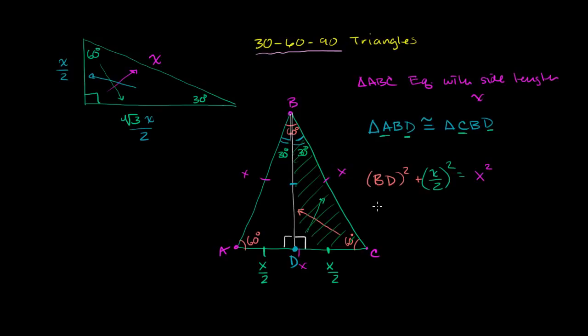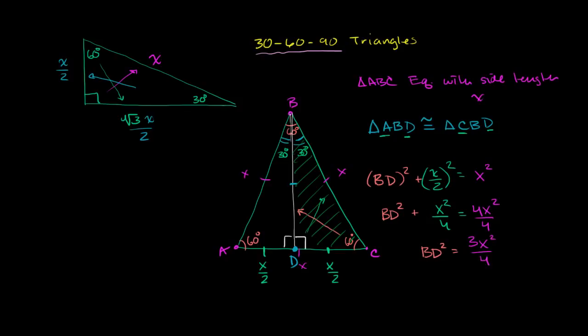And let's solve now for BD. You get BD squared plus x squared over 4 is equal to x squared. You could view this as 4x squared over 4. That's the same thing, obviously, as x squared. And then if you subtract x squared over 4 from both sides, you get BD squared is equal to 4x squared over 4 minus x squared over 4, which is going to be 3x squared over 4. So it's going to be 3x squared over 4.